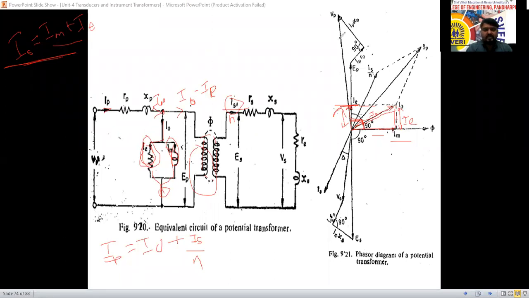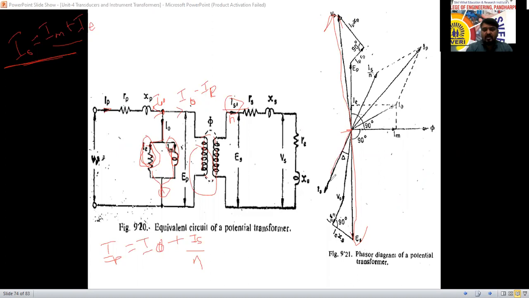I will erase this one. Just a minute. Next, we have to draw the IP current here, the total IP current. Now, I told IP equal to I naught plus IS by N. So the upper side we are going to consider as primary voltage, and this part secondary we are going to consider here. Just further to draw the phasor diagram here now.